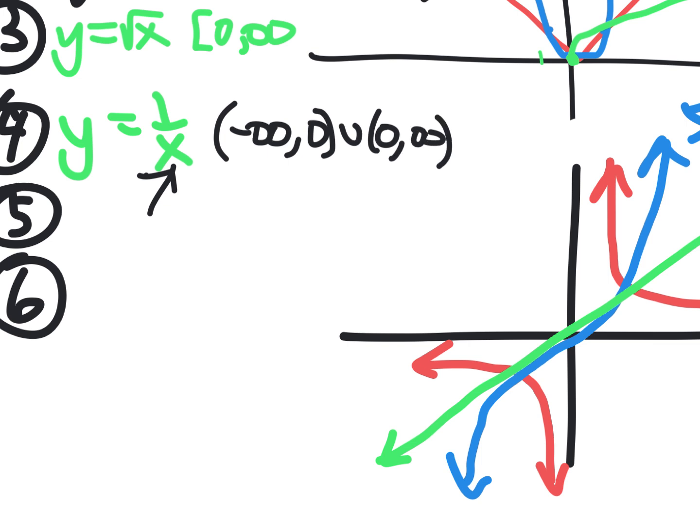Raise your hand if you had number 4 right. All right, that's going to be the hardest one. Look at it. This is how you say everything but 0. You need to be able to do that on your next test.